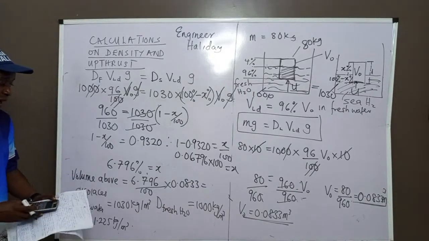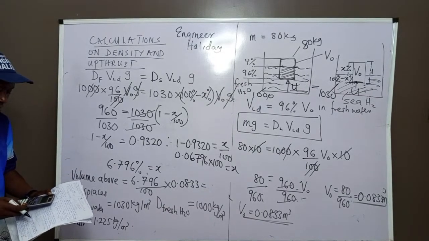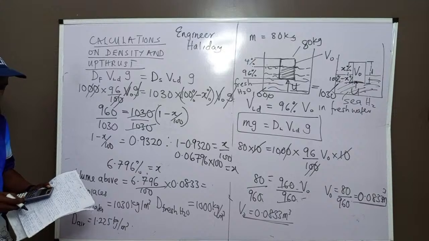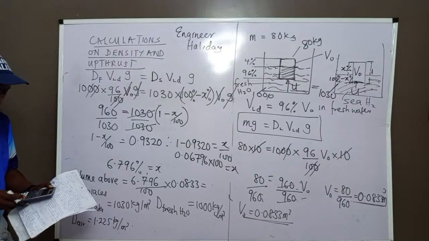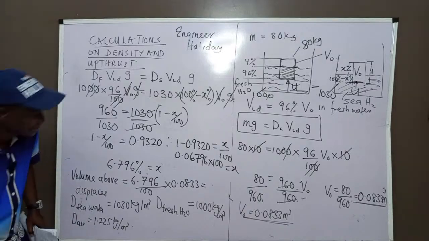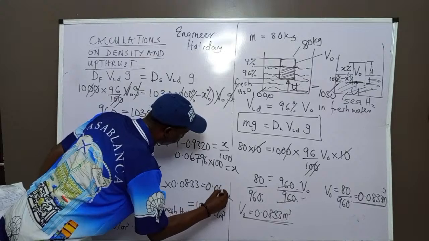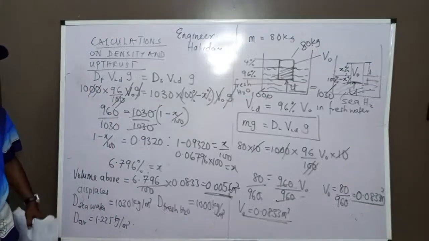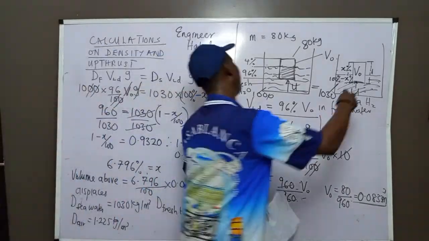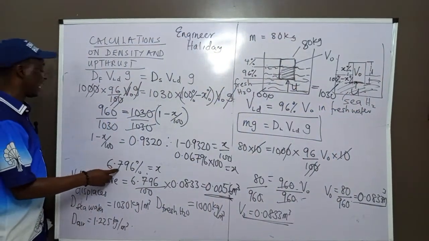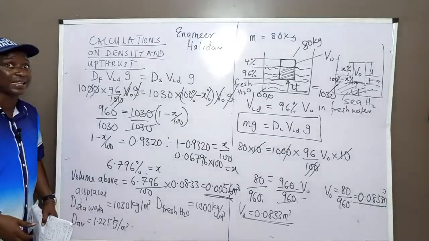What do you have now? 6.7 times 100, then divide by 100 back rather. So we have times 0.0833, and I would have 0.0056 as the answer, meter cube. So that is the volume of the object that will be above in seawater. The percentage of the object above is 6.7% or 6.8% in case the examiner asks you.